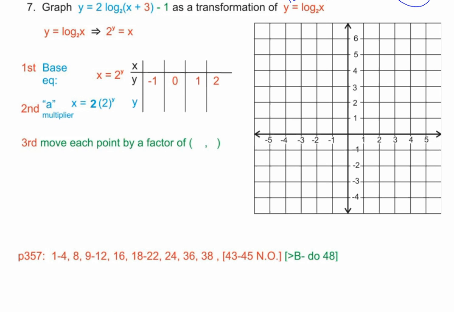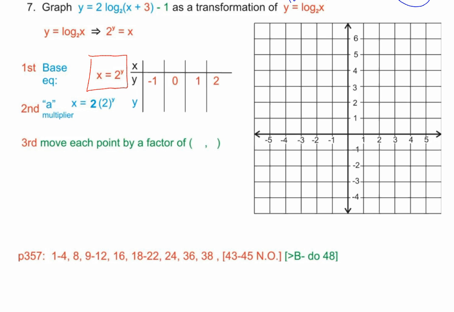So let's look at number 7. We have graph y equals 2 times the log of x plus 3 in base 2, minus 1. There's a couple things going on here that we're going to have to deal with. First off, to graph this logarithm, I need to graph its base equation, the exponential equation. Because remember, as I introduced this lesson, logarithms are the inverse of the exponential.